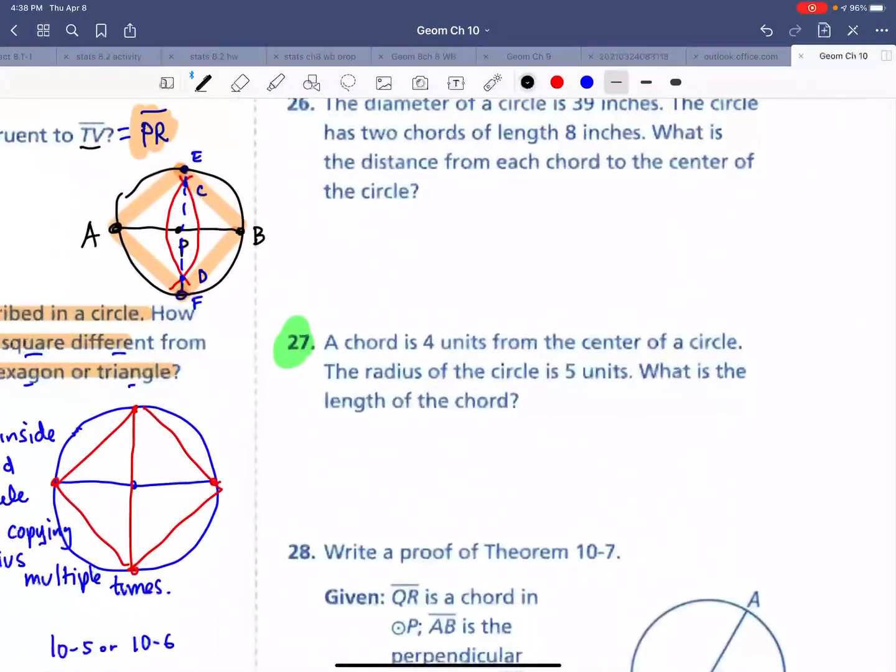Question number 27. A chord is 4 units from the center. The radius is 5 units from the center. Okay, so drawing our circle. Our radius is 5. Our chord is 4 from the center. So that would be a picture of our chord.